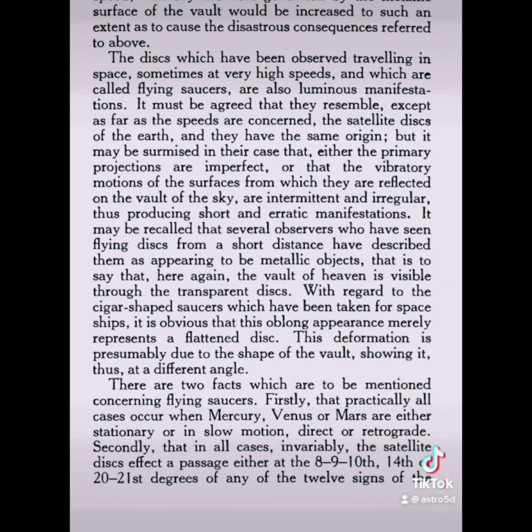But let me point this out. There are two facts which are to be mentioned concerning flying saucers. Firstly, that practically all cases occur when Mercury, Venus, or Mars are either stationary or in slow motion, direct or retrograde. Secondly, that in all cases, invariably, the satellite disk effected passage either at the 8th through 9th, 10th, 14th, 20th, the 21st degrees of any of the 12 signs of the zodiac.